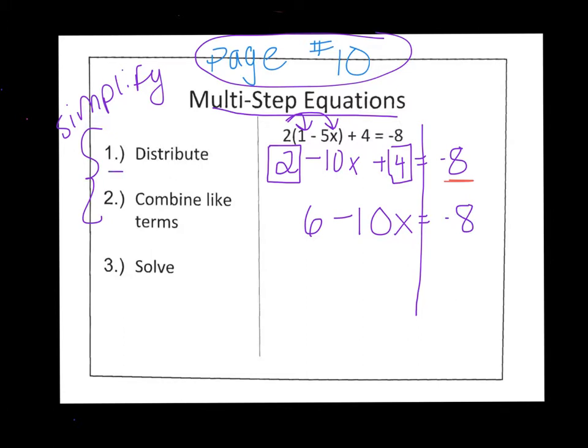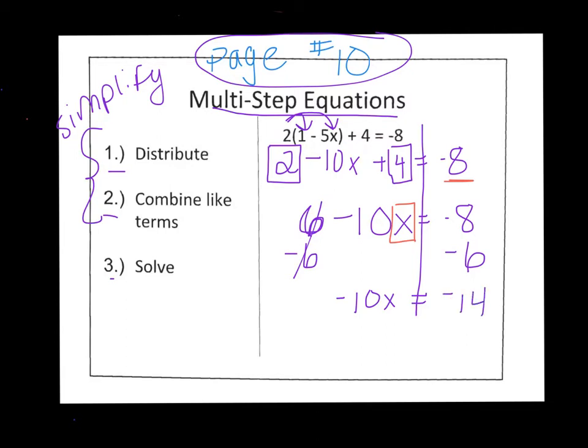So I've distributed, I've combined my like terms, now I'm going to solve. So when I solve, I'm trying to get to x, like it's a present almost. So the furthest thing away from x is this positive 6. To get rid of positive 6, I need to subtract 6. So I'm going to do the same thing to the other side of the equation. 6 minus 6 cancels out, and I'm left with a negative 10x. Remember that minus sign is always attached, so it has to come down with the 10x. And then negative 8 and negative 6 make negative 14.